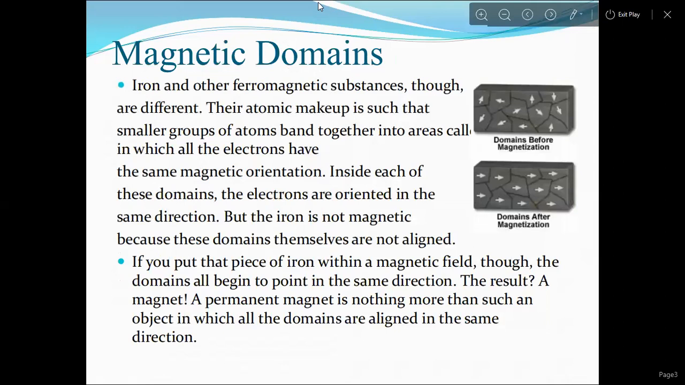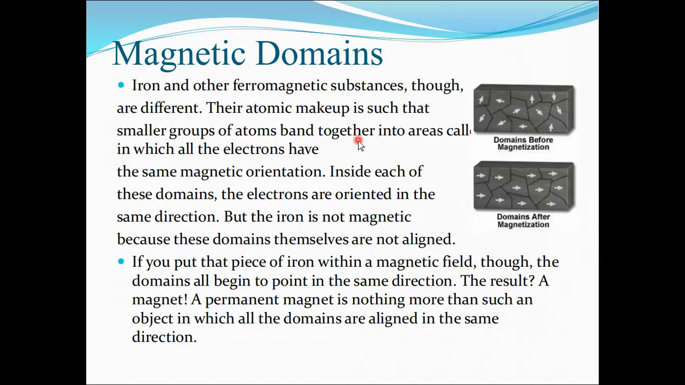Now, what is the magnetic domain actually? So iron and other ferromagnetic substances, though different, have an atomic makeup such that smaller groups of atoms band together into areas called domains, in which all the electrons have the same alignment. So the domain at which the magnetic field is created is called the domain of a magnet.